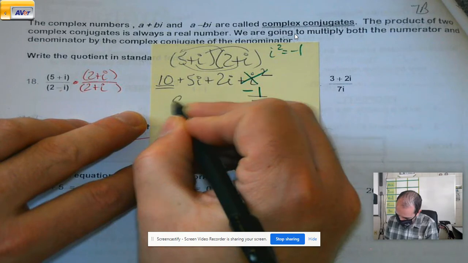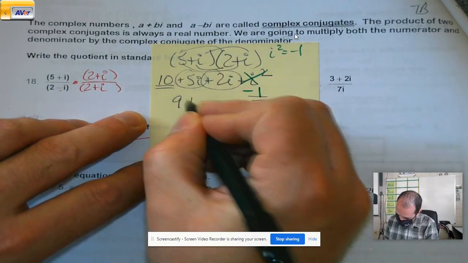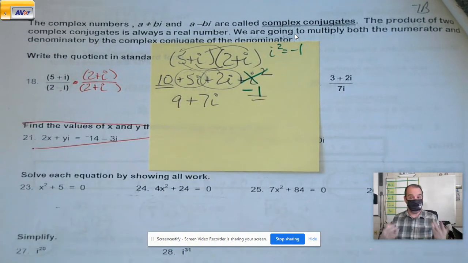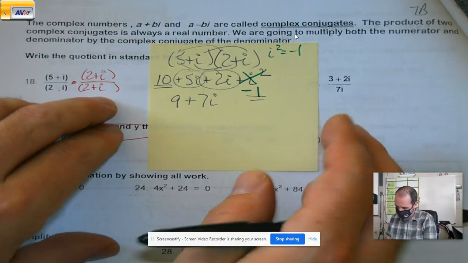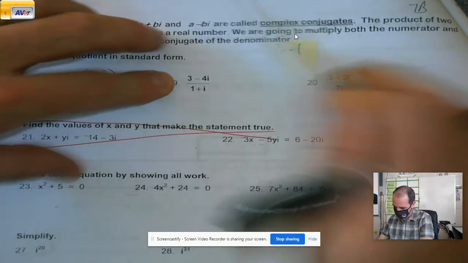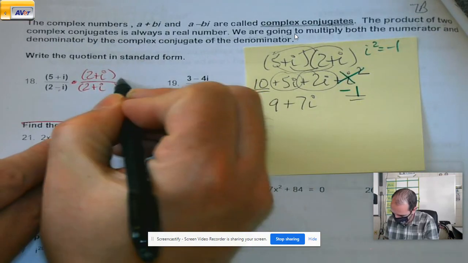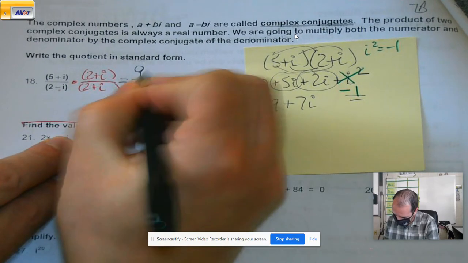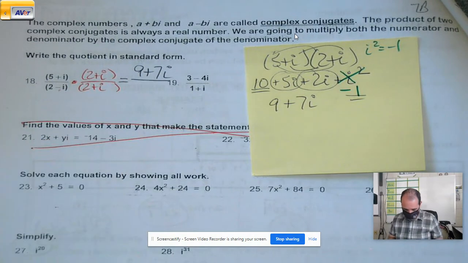10 minus 1 is 9. 5i and 2i is 7i. Standard form, a plus bi. So 9 plus 7i. And then I do the same thing to the denominator.